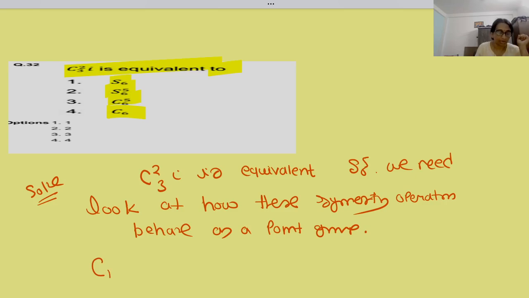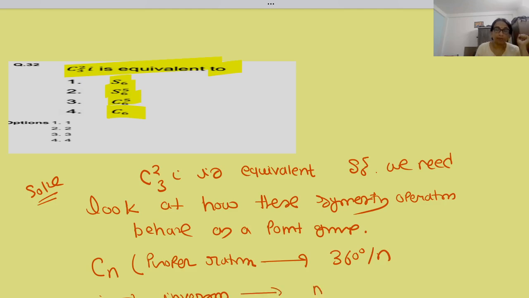Cn is the proper rotation, a rotation about the axis by 360 degrees divided by n. Second is i. What is the meaning of i? i means inversion, inversion through the center of the molecule.